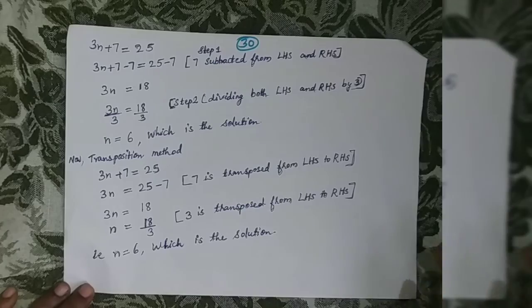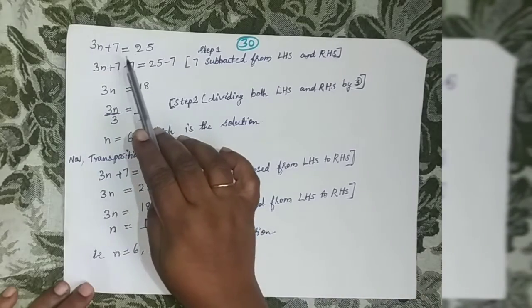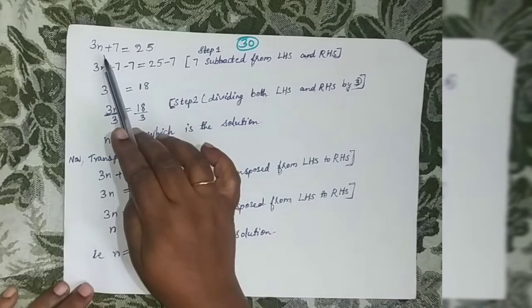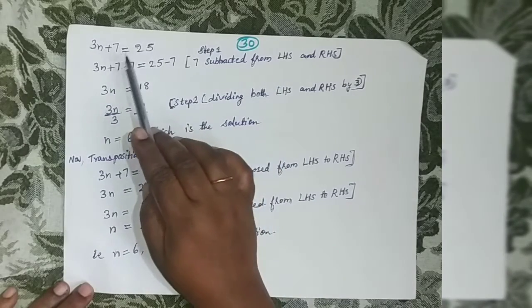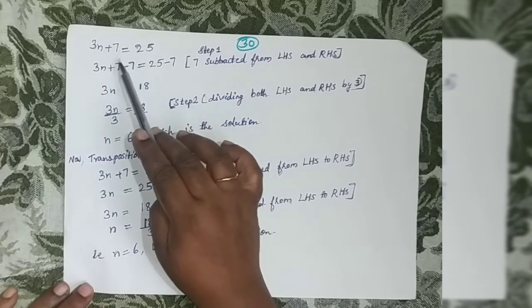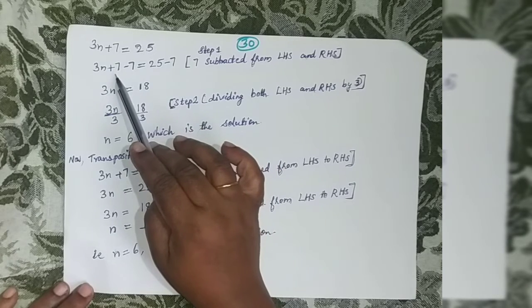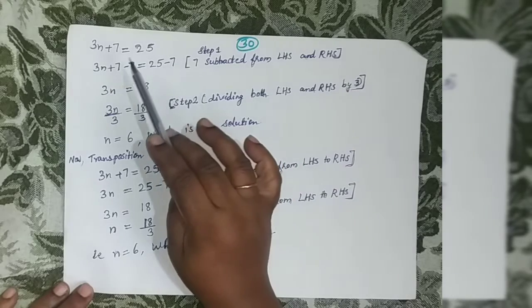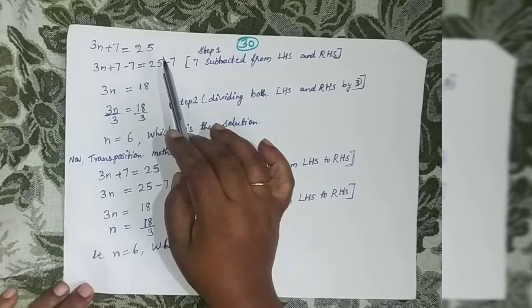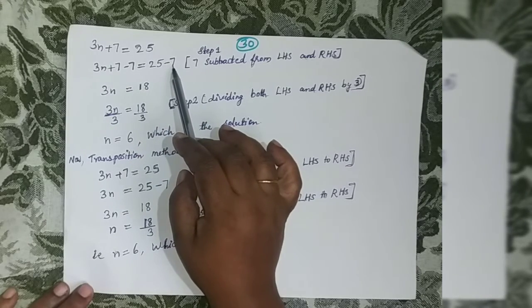Okay. Our equation is 3n plus 7 is equal to 25. LHS is 3n plus 7. RHS is 25. We have to balance LHS and RHS. That means if we add anything to LHS, that same thing should be added to RHS. If we subtract anything from LHS, that same thing should be subtracted from RHS.